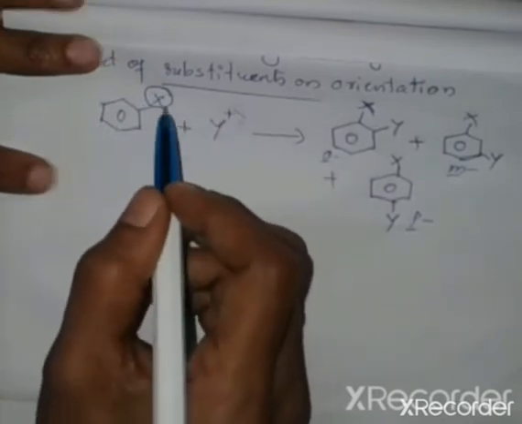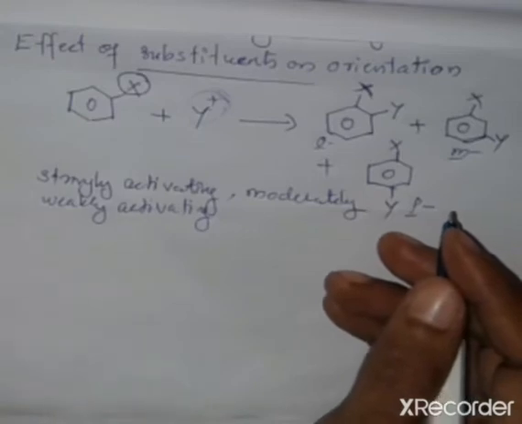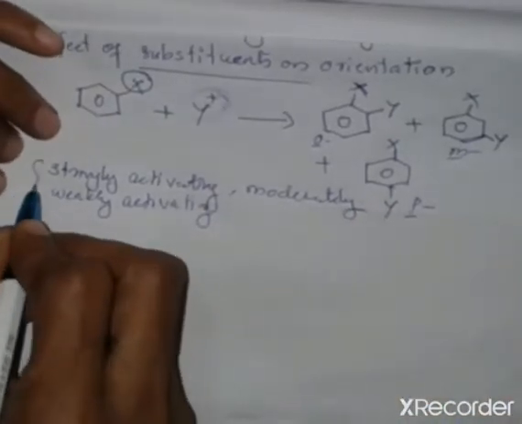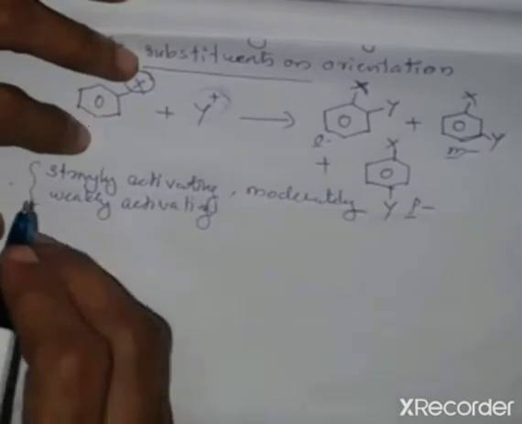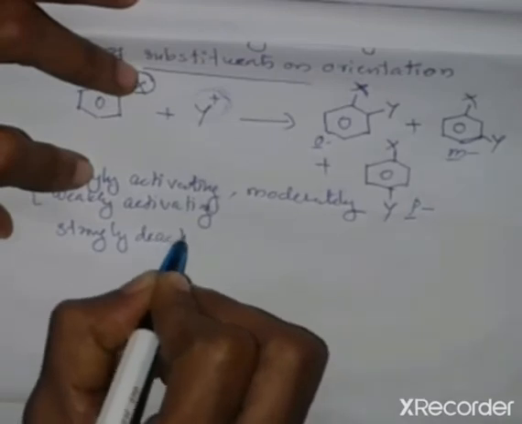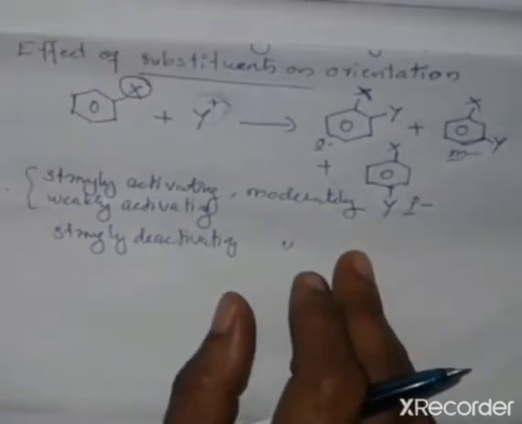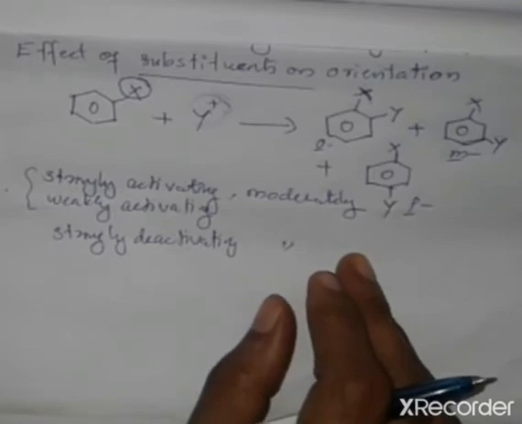That is depending on the activating behavior. The substituents are divided into three classes: strongly activating, moderately activating, and weakly activating. These are the activating substituents, and similarly the deactivating substituents are also divided into strongly deactivating, moderately deactivating, and weakly deactivating groups. There are three classes of activating groups and three classes of deactivating groups.